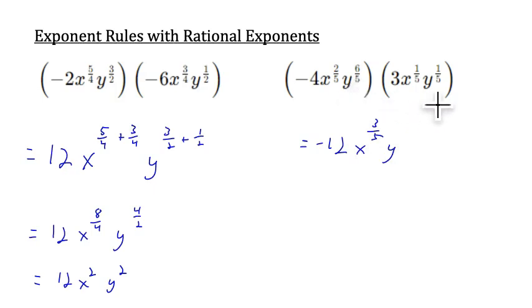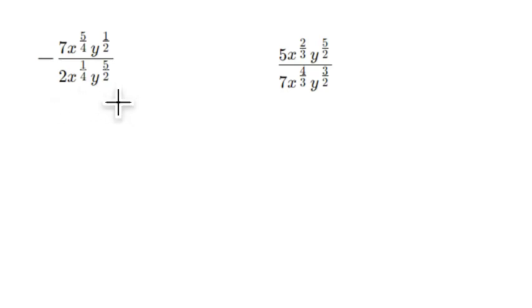And 6/5 plus 1/5 is 7/5. So I have negative 12 times x to the 3/5 times y to the 7/5, because in this situation we are adding the exponents. Here we have a division problem, so we'll be subtracting these exponents. The 7 and the 2, those are regular numbers, and we cannot simplify those. So we'll go ahead and fill those in.